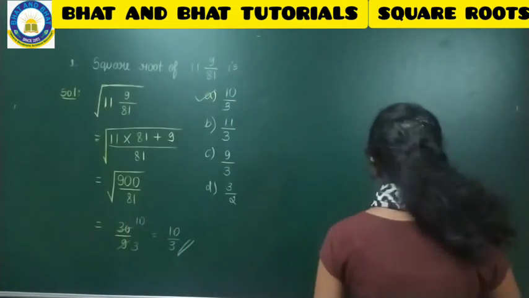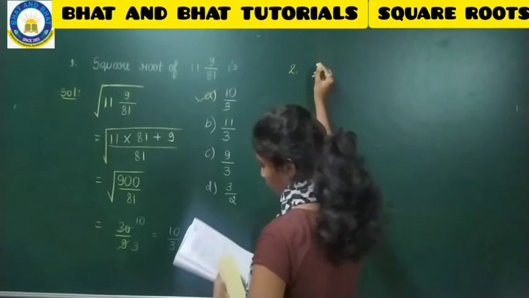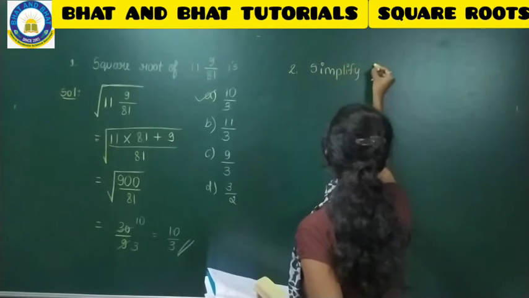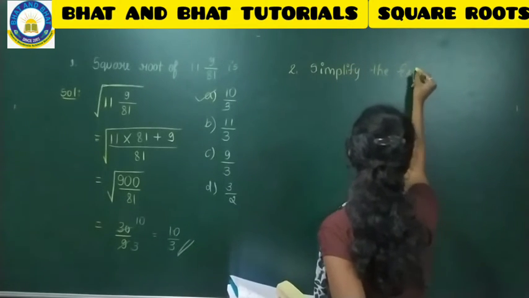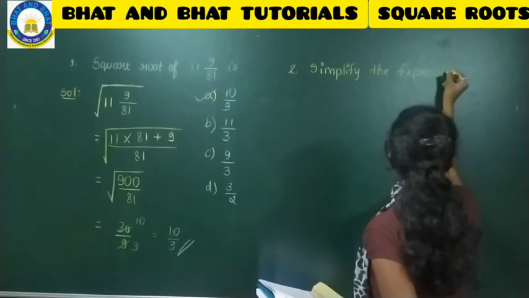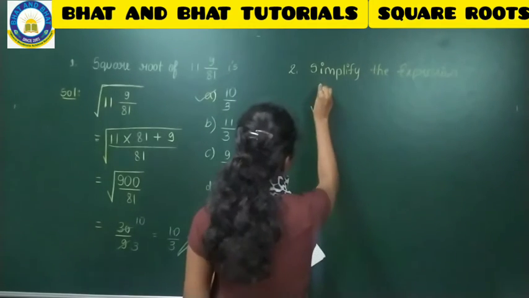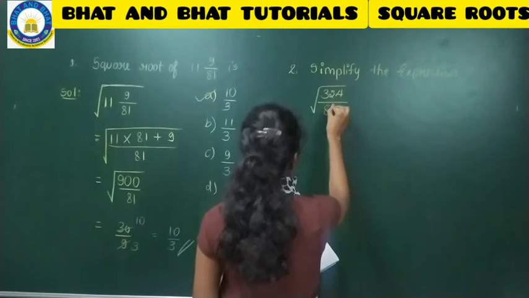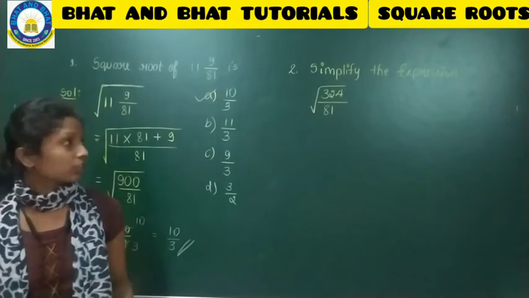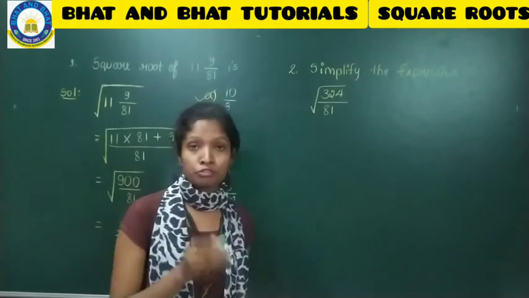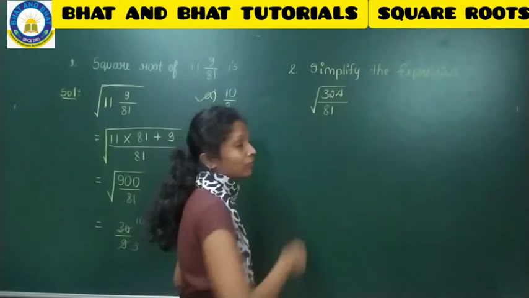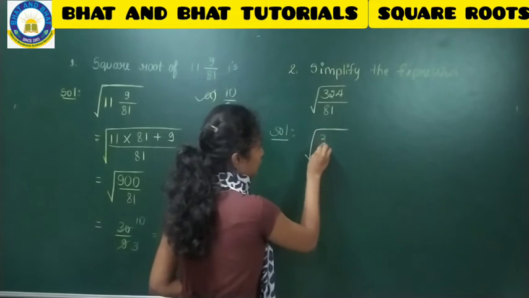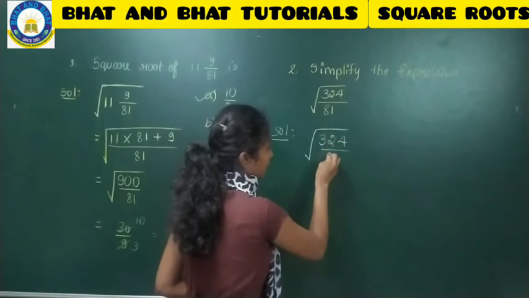Now we'll move on to the second problem. Problem number 2: simplify the expression. The expression is the square root of 324 divided by 81, and we have to simplify that. Solution: write the question again, 324 divided by 81.